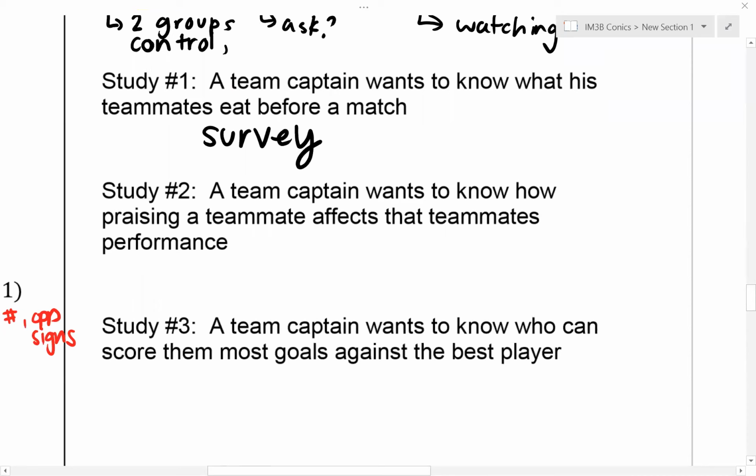How praising teammates affects the teammates' performance. So if you're looking at how praising affects them, it would be best to use an experiment. So to praise some of them and to not praise others, and kind of compare those 2 groups.